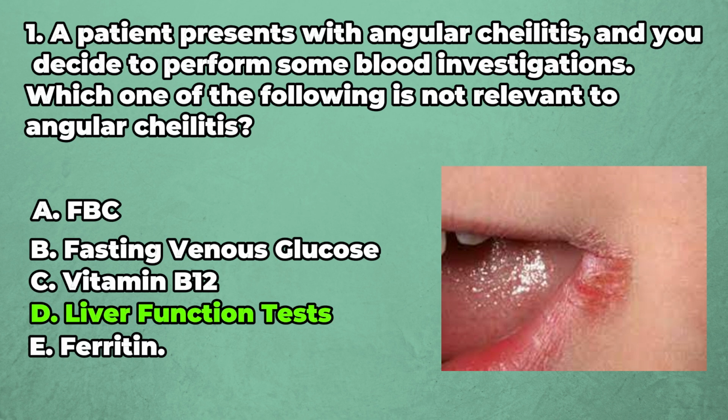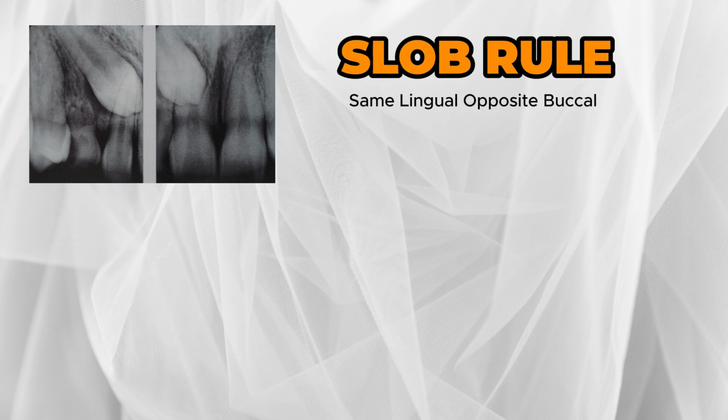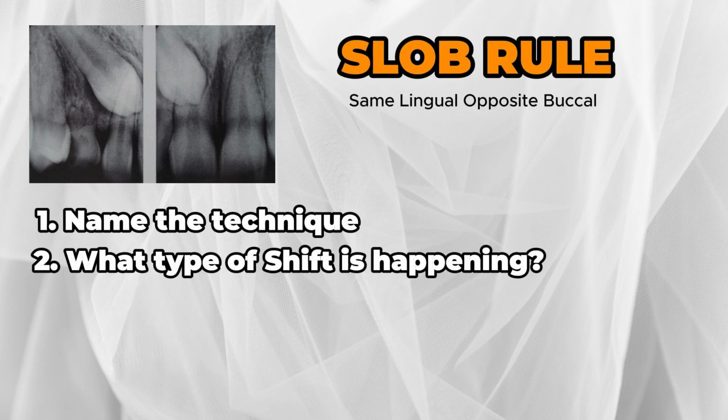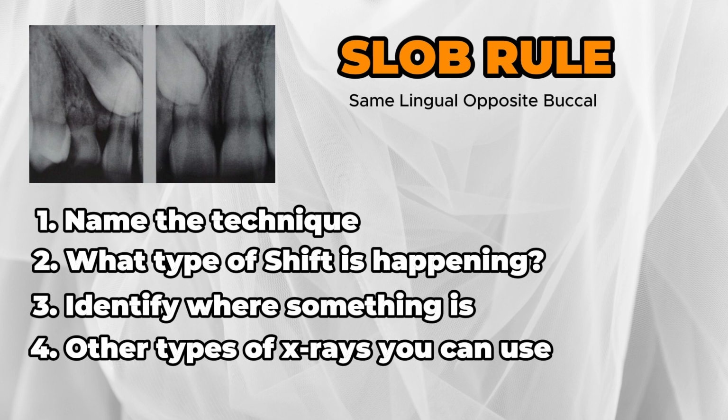the liver function test. So this is something that comes up a lot, and it comes up in part 2, probably more than part 1, but this is the SLOB rule, and it's a really, really important one to know because they can ask a lot of different questions about this, and I've just listed a few of the different questions and the types of questions that they will ask here.